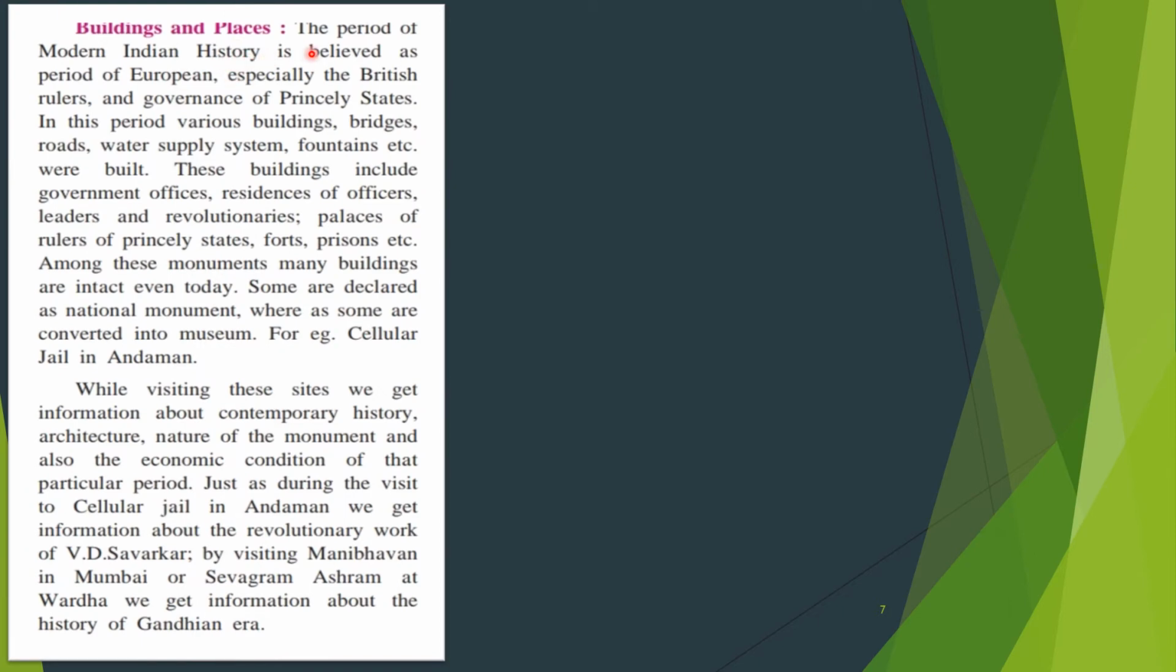Buildings and places. The period of modern Indian history is believed to be the period of European, especially the British rulers and governors of princely states. Princely states are ruled by the local kings. In this period, various buildings, bridges, roads, water supply systems, fountains, etc., were built. And these buildings include government offices, residences of officers, leaders, and revolutionaries.